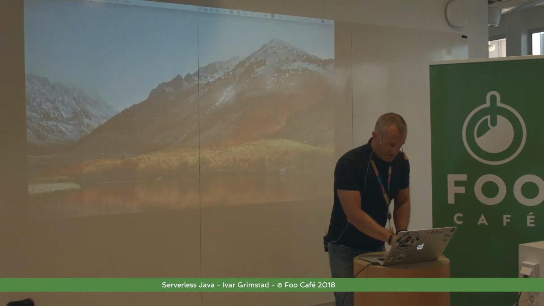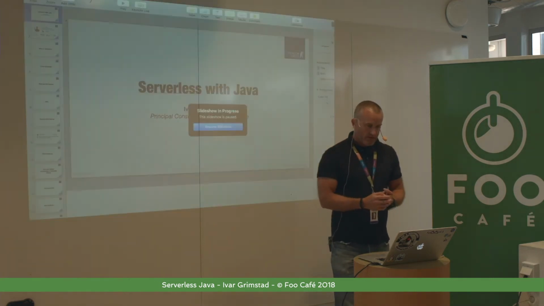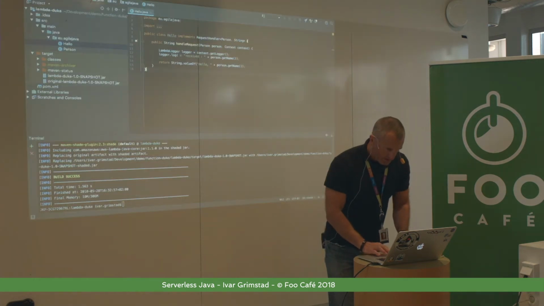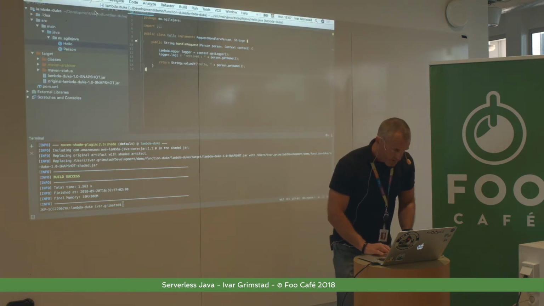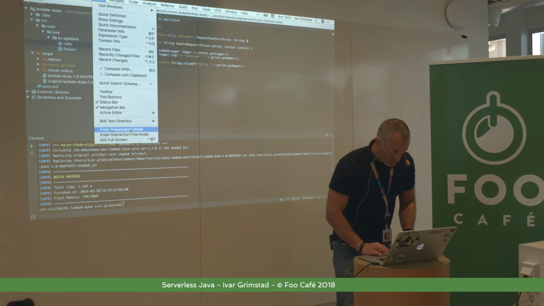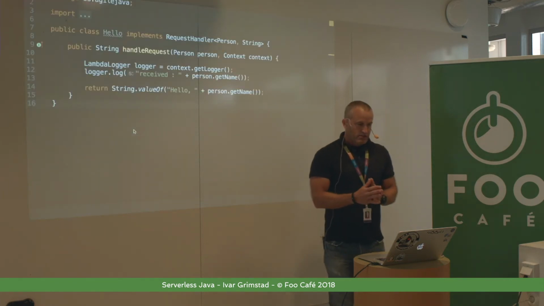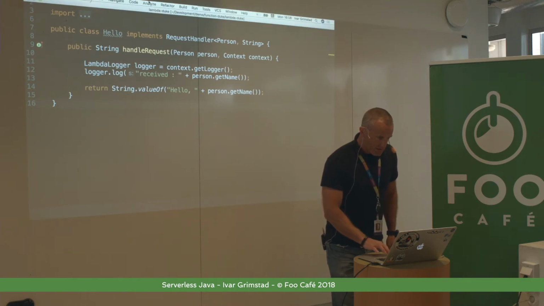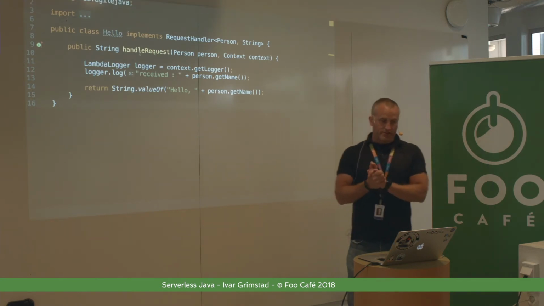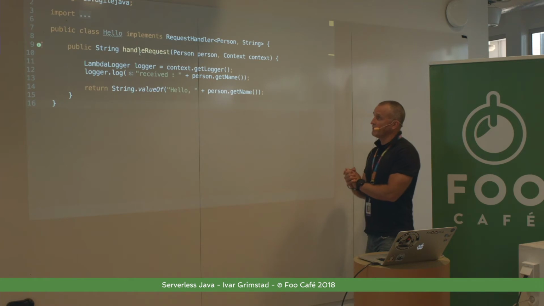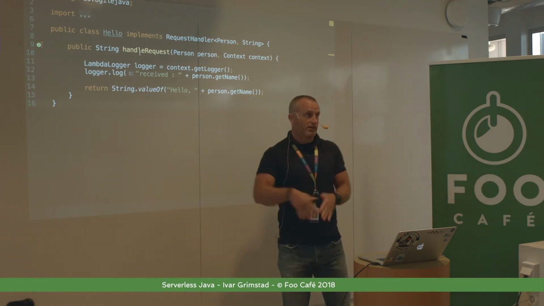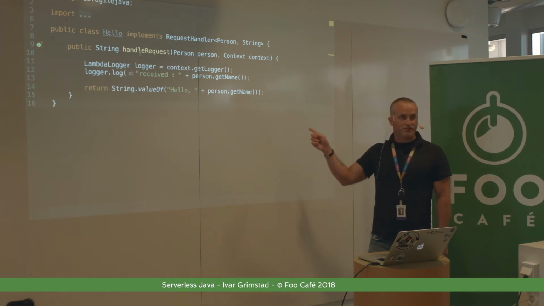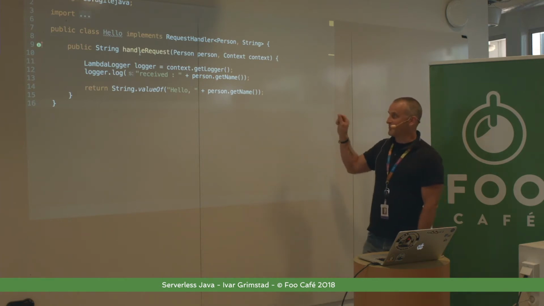So I'll go in there to my IDE here. Let me see which this is. This is AWS Lambda. So a typical function in Lambda would look like this. This is super simple. Your function would probably be a little longer and a little bit more complicated.